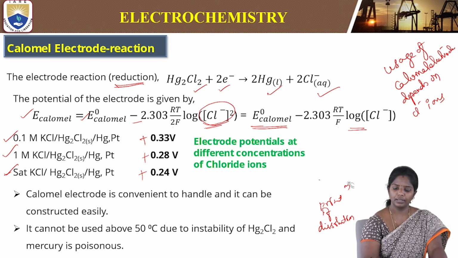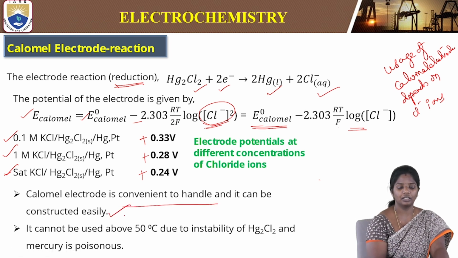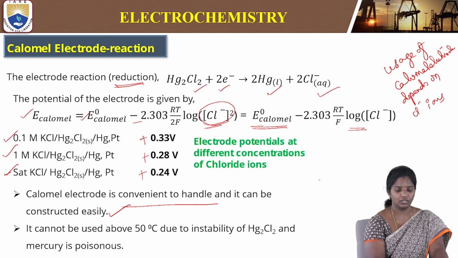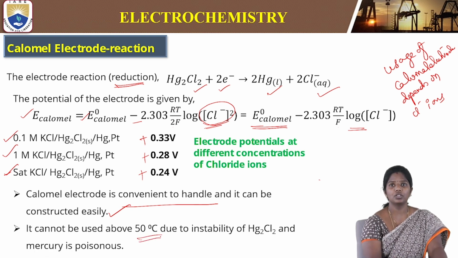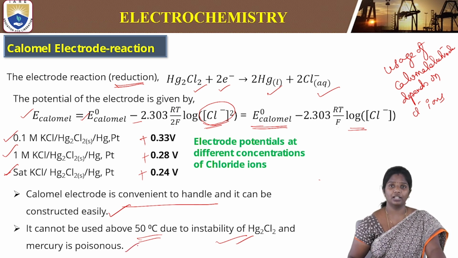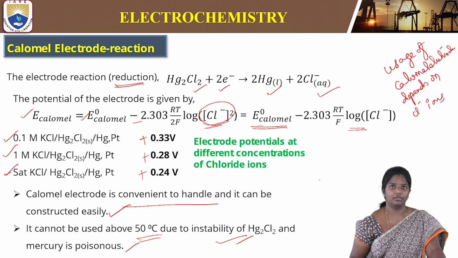So what is the main important thing? The use of calomel is that it is convenient to handle and easily constructed. But it cannot be used beyond 50 degrees centigrade because mercury is unstable at 50 degrees centigrade or beyond and becomes poisonous. Neurological effects take place. So it should not be used beyond 50 degrees centigrade of temperature for any cell.